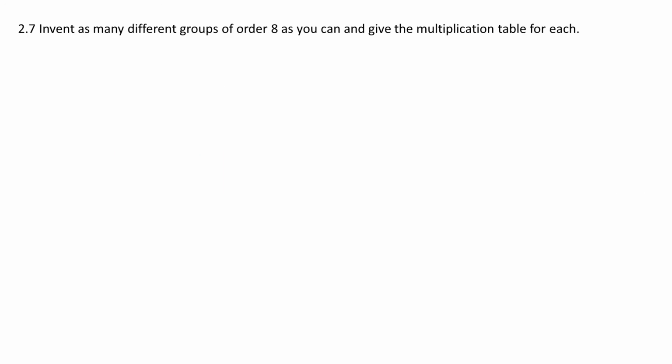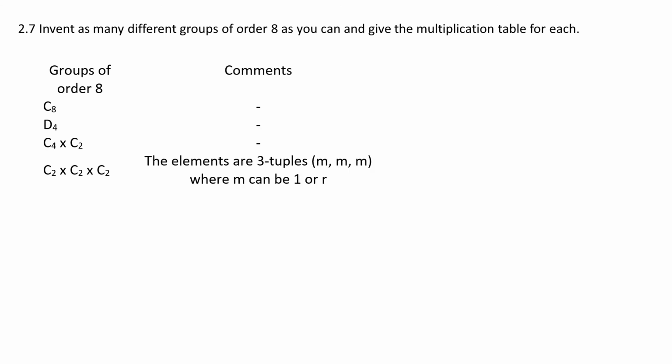The last question in this video is about G8 groups. Invent as many different groups of order 8 as you can. Please pause the video and give it a go. Based on what we have said, I'm sure you would suggest some of these groups. The elements of the group C2 cross C2 cross C2 are 3-tuples of the form MMM, where M can be 1 or R. There is another group called the quaternion group, but it is not even included in the solution, as the relationships between elements are a bit more complex, and it would be difficult to come up with it just by playing with the Cayley table.